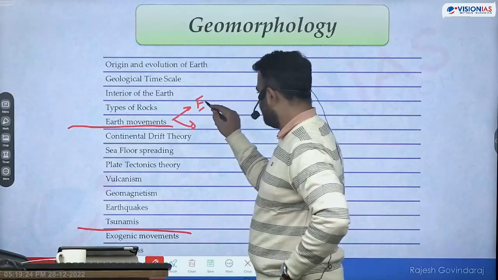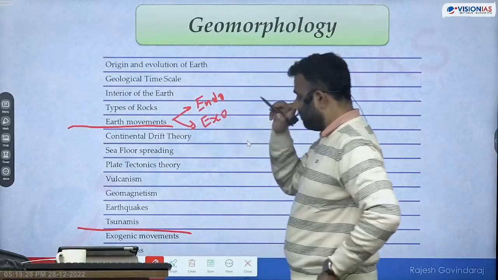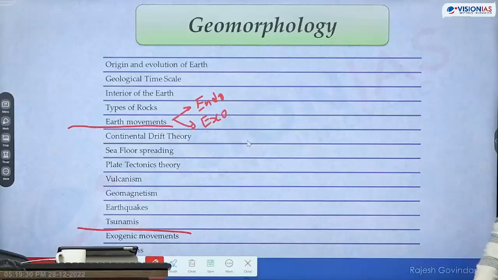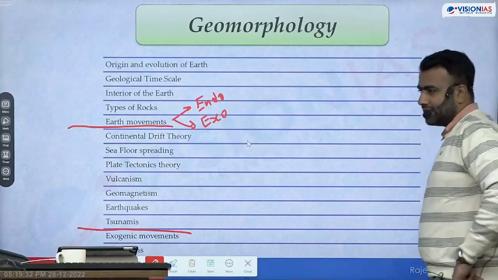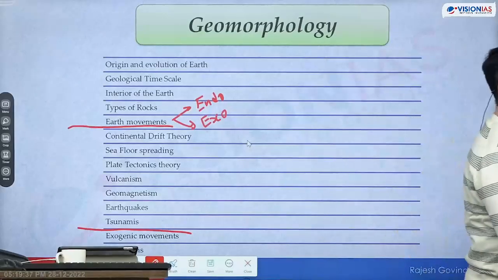One is endogenetic, another one is exogenetic. Two types of movements which are generated from different sources. One generated from the interior, it is called as endogenetic movements. Another from outside the surface, it is called as exogenetic movements.